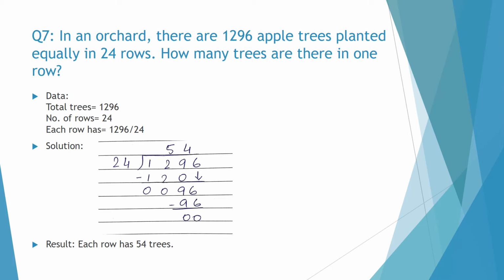That is 129. So if you multiply 24 by 5, we get 120, and subtracting that we get the remainder of 9. We put down our 6 and the number becomes 96. Now 24 multiplied by 4, we get 96, and subtracting that there is no remainder. So each row has 54 apple trees.